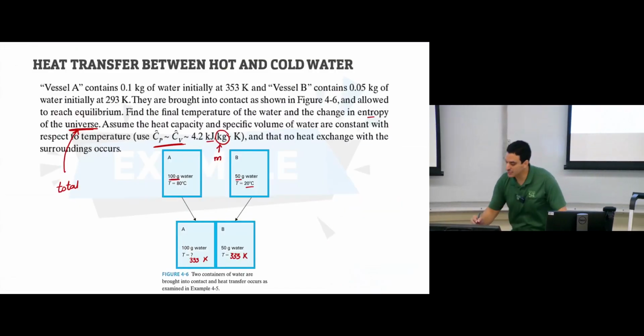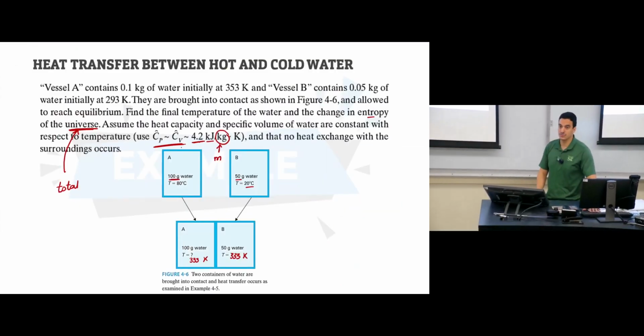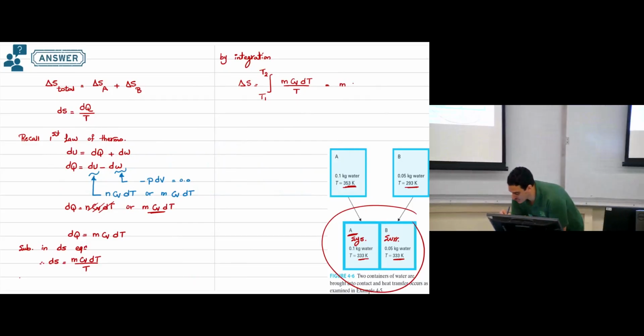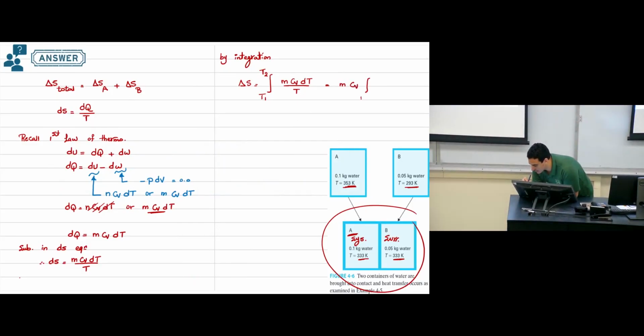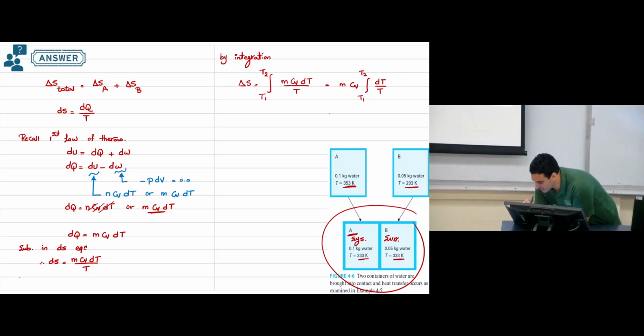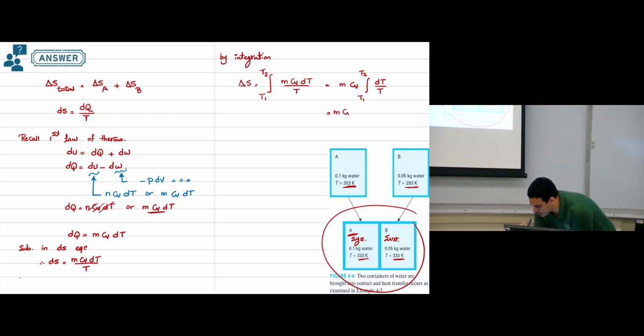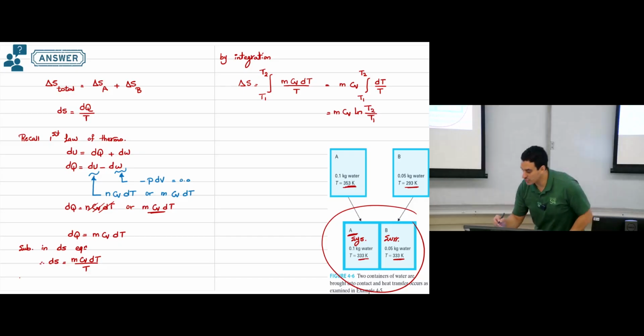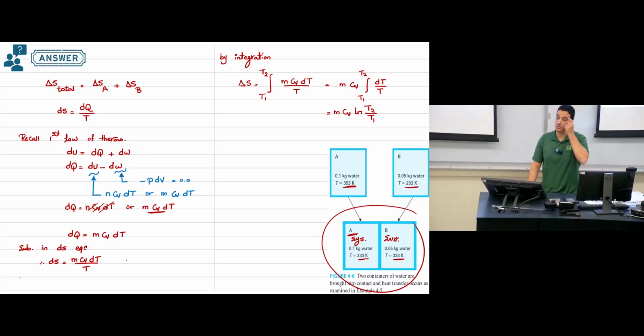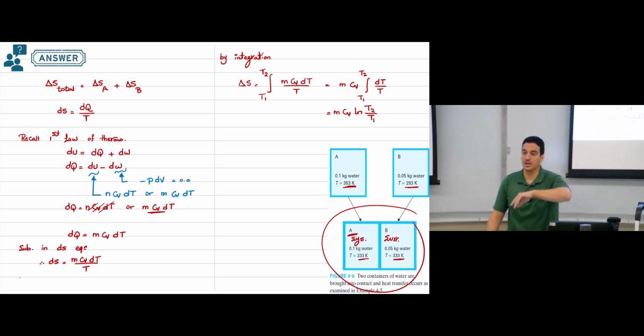In the given, CV is a number, it is constant, so we can take it out of the integration. So this will be m CV times the integration from T1 to T2 of dT over T. So we make the integration, and this will be m CV ln T2 over T1. So this will be the equation that we will use to calculate the entropy change, one time for vessel A, one time for vessel B. So far it's clear? Now let's put the numbers.